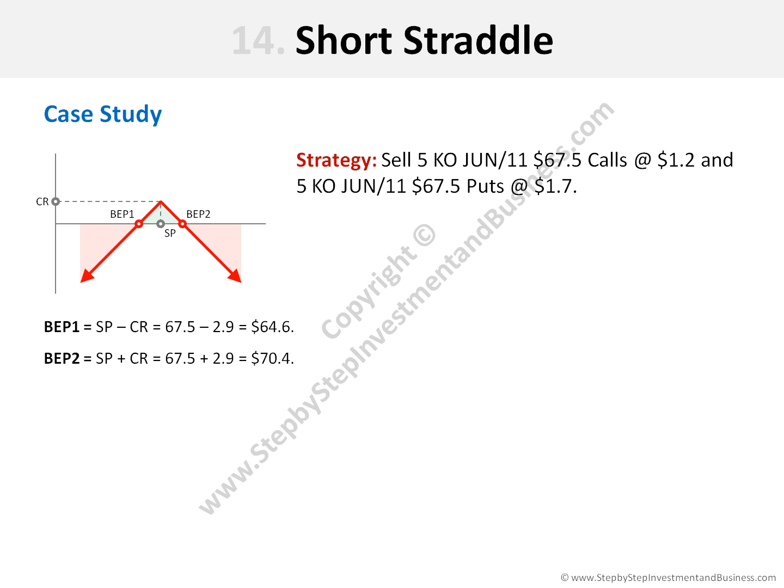Regarding the break-even points, break-even point 1 is equal to the strike price of the options minus the credit received. In our case, 67.5 minus 2.9, which is equal to $64.6. On the other hand, break-even point 2 is equal to the strike price of the options plus the credit received. In our case, 67.5 plus 2.9, which is equal to $70.4.